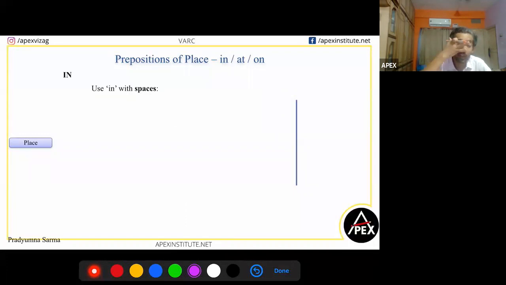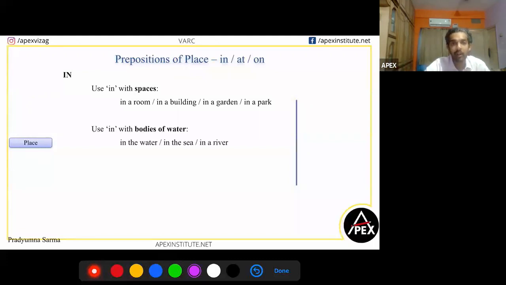What about in? In is also used with spaces. Okay? Like, I am in a room. I am in a park. You don't say, I am at a park. You say, I am at the park. Or you say, I am in a park. What's the difference? When you're saying, I am at the park, the becomes the article. Okay? All right.